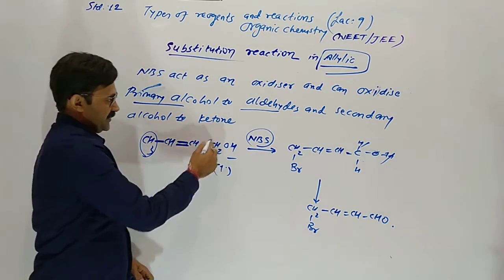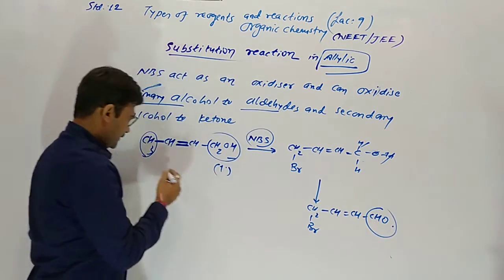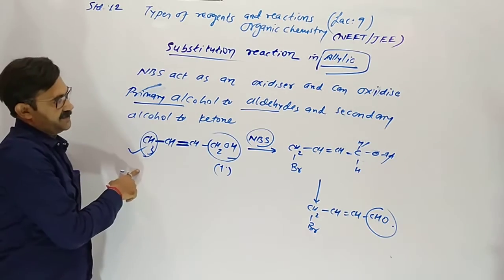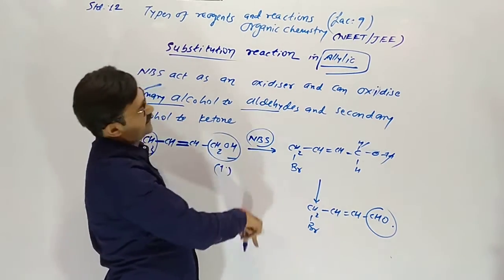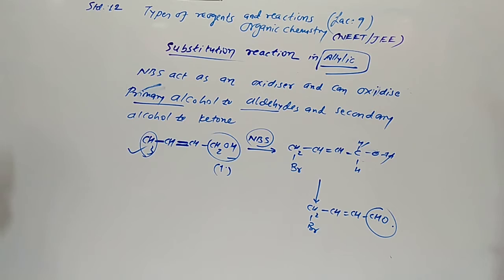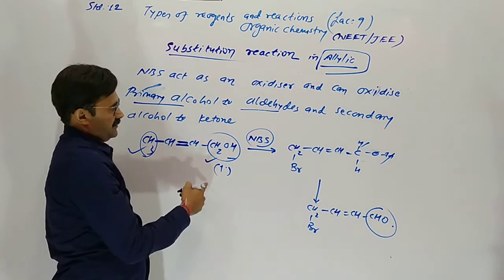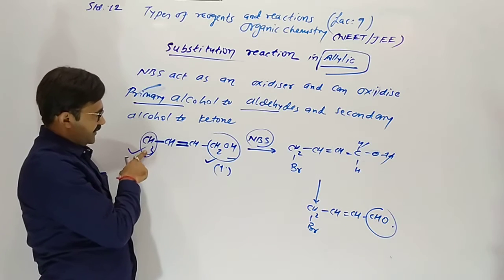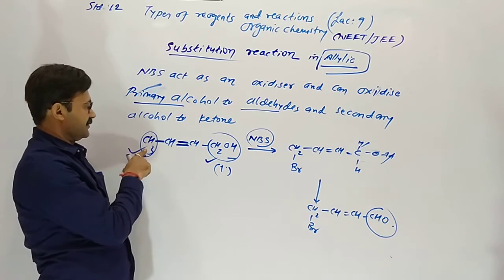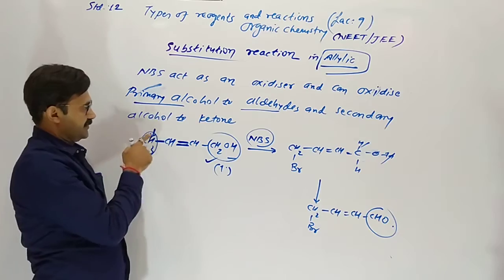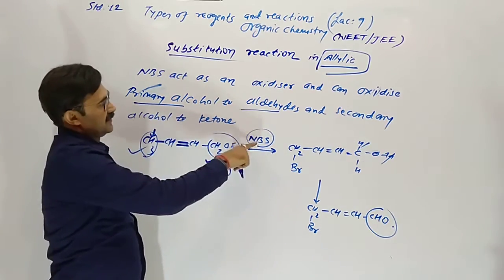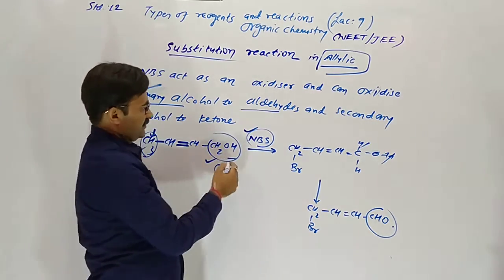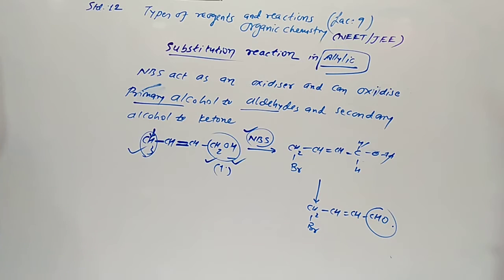Yes, you can see the primary alcohol is converted, with the substitution also, and oxidation also done there. Here oxidation occurs, and because of the allylic carbon, double bond then single bond, this is allylic. The hydrogen is replaced by bromine, and this is the oxidizer. So it oxidizes the primary alcohol also. You can see this is our answer.